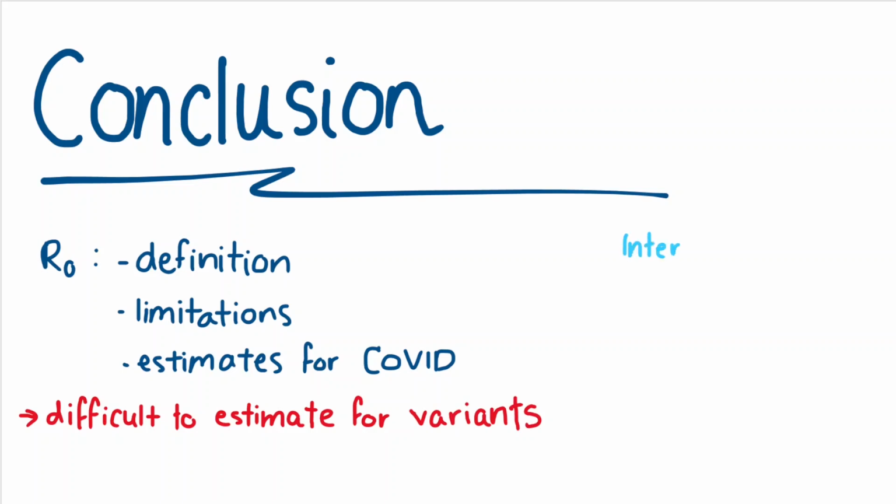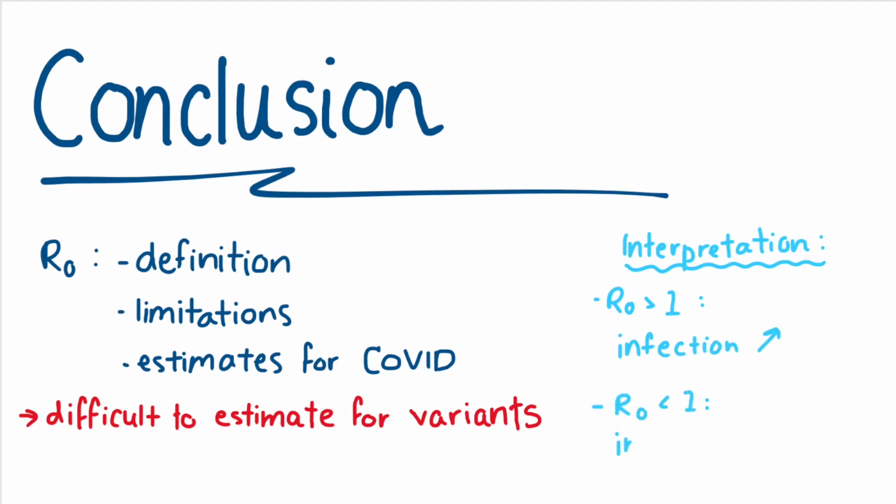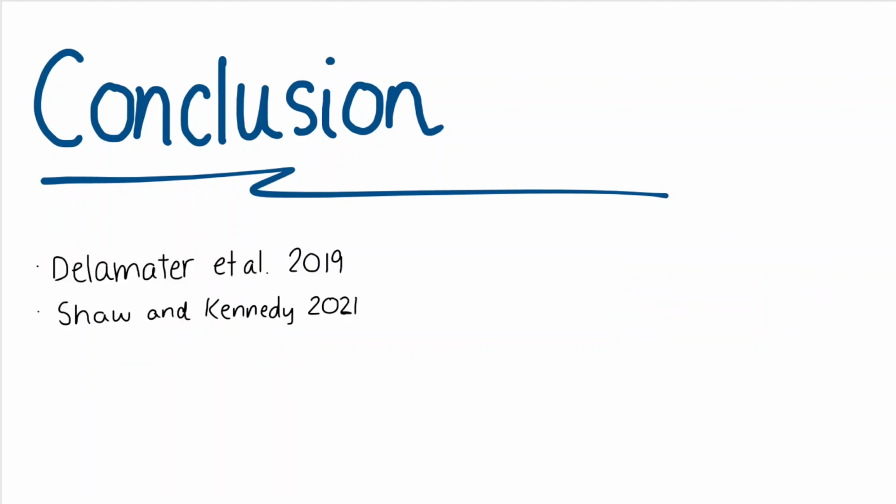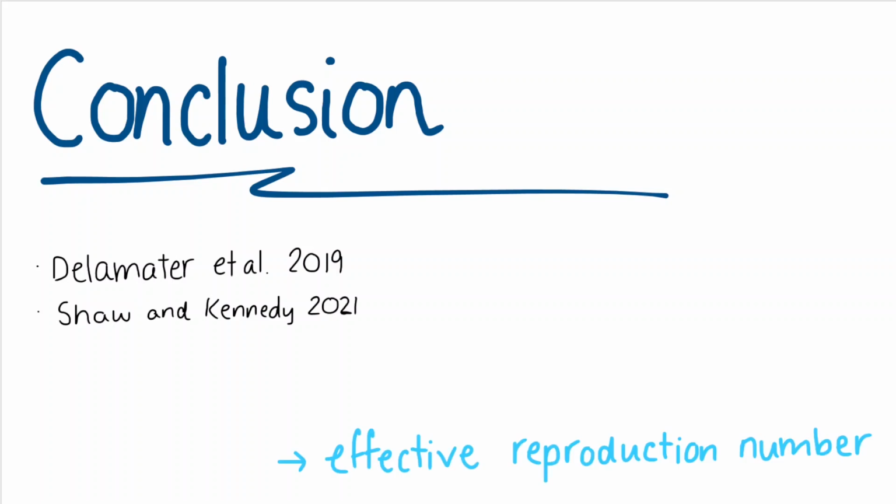Despite the limitations mentioned previously, R0 is still a useful metric and can indicate if the infection will continue for R0 greater than 1 or if the infection will end for R0 smaller than 1. It is therefore a tool to assess the potential size of an outbreak. The links to the articles used for this video are in the video description below. In the next video, I will talk about the effective reproduction number, a useful metric to measure infectiousness during a pandemic.